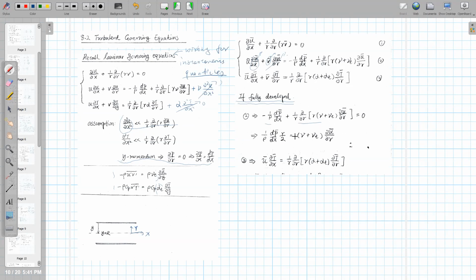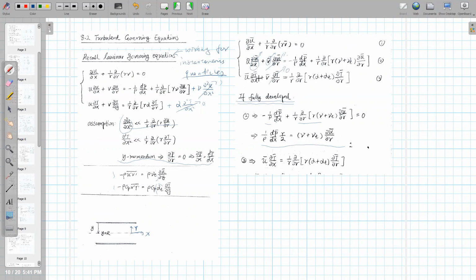Or you can write this equal to this, and you do an integral on r first. You can correlate the pressure drop with this partial u partial r value. And similar things for the fully developed cases: v equals 0, so this will be gone. But this one is not 0.